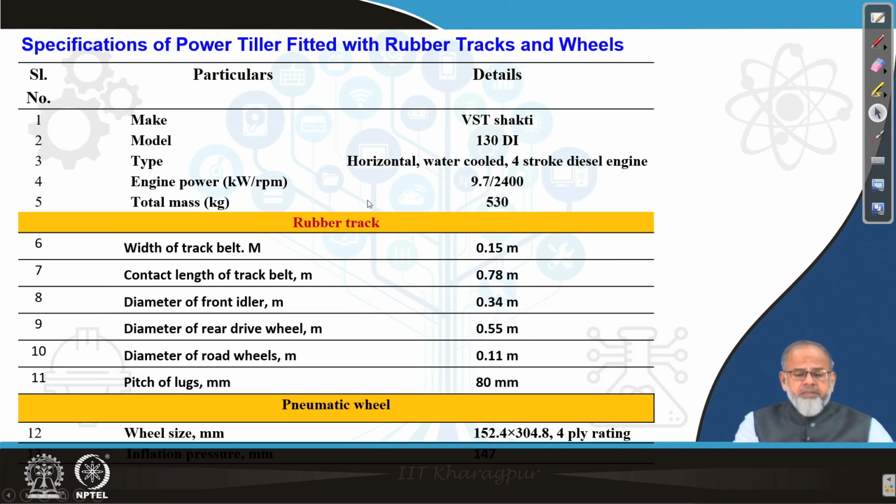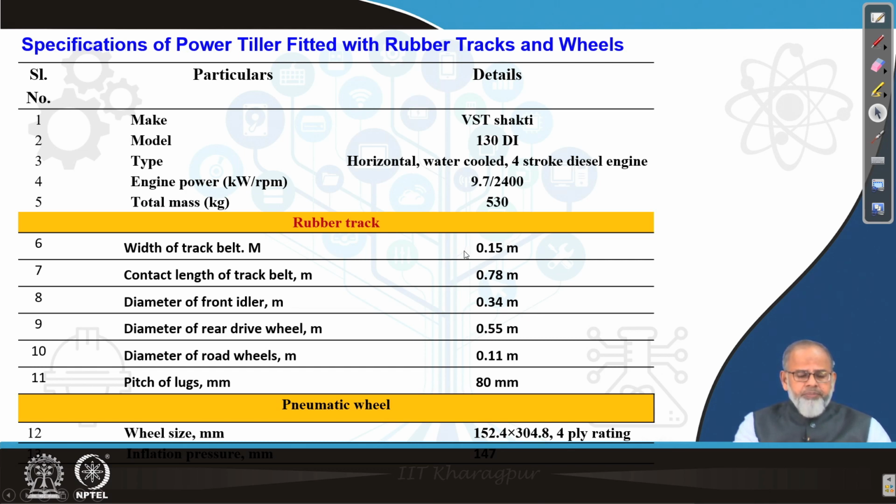These are the specifications of the power tiller. One thing we try to maintain is the mass for both conditions: the wheel as well as the track should be the same, so we kept it as 530 kg. This is a single cylinder, 4-stroke diesel engine. Width of the track is 0.15 meter, contact length is 0.78 meter. Diameter of the idler wheels is 0.34 meter, diameter of the rear drive wheel is 0.55 meter, and diameter of the road wheel is 0.11 meter.